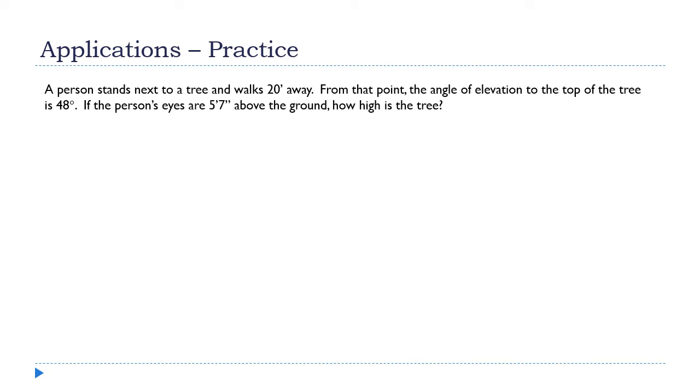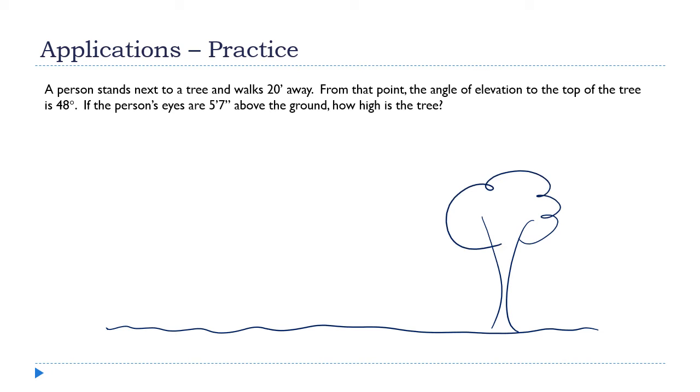All right, so what do I have here? Again, I'm going to start by drawing a picture. So I've got the ground, and I have this tree here, and I have a person, and he's standing over here. And, okay, so what do I have for distances? He's standing next to a tree and walks 20 feet away. So this is 20 feet. And from that point, the angle of elevation to the top of the tree is 48 degrees.